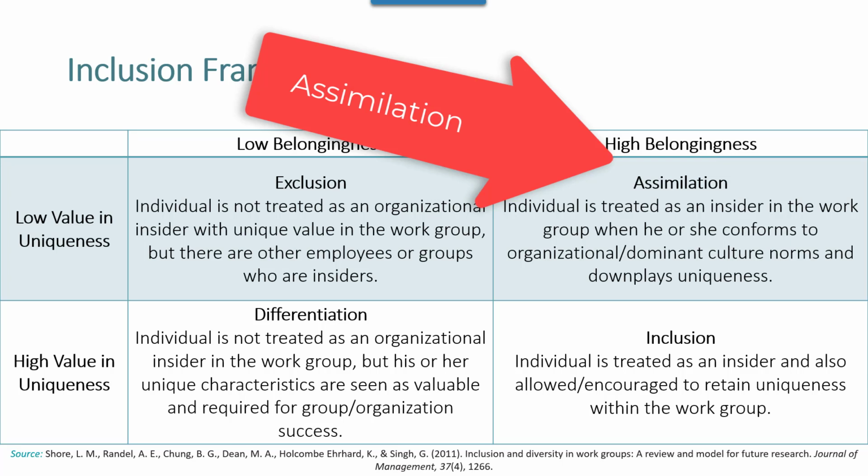The assimilation quadrant in the top right represents people who feel they are insiders and in the organizational in-group, but whose unique characteristics are not really valued by the organization. I was thinking this kind of falls into the we don't see color argument. This might mean an individual tones down their individuality to fit in. This kind of conformity can be exhausting. It can lead to employee turnover.